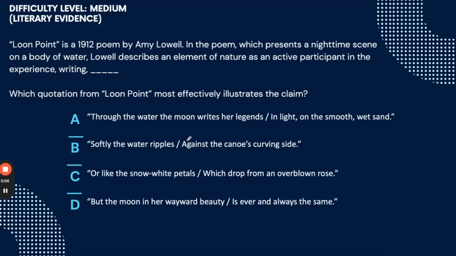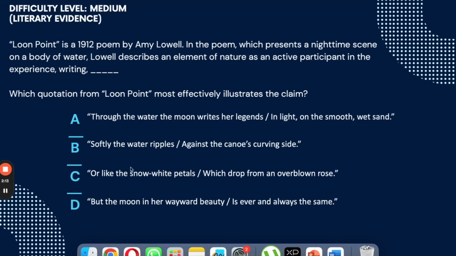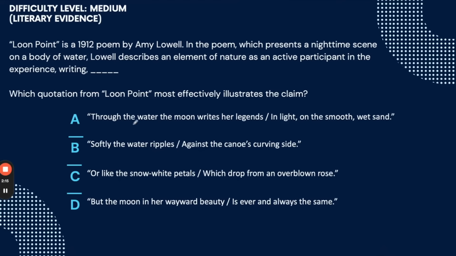So let's go ahead and start eliminating our choices now. Option A. Through the water, the moon writes her legends in light on the smooth wet sand. So by now you know that the quotations are going to be in a very poetic form because we are talking about a poem over here. The trick over here is that we have to not get lost in the poetic structure used over here. Try to grasp the overall meaning of these options, right? Don't try to get the literary meaning of every option.